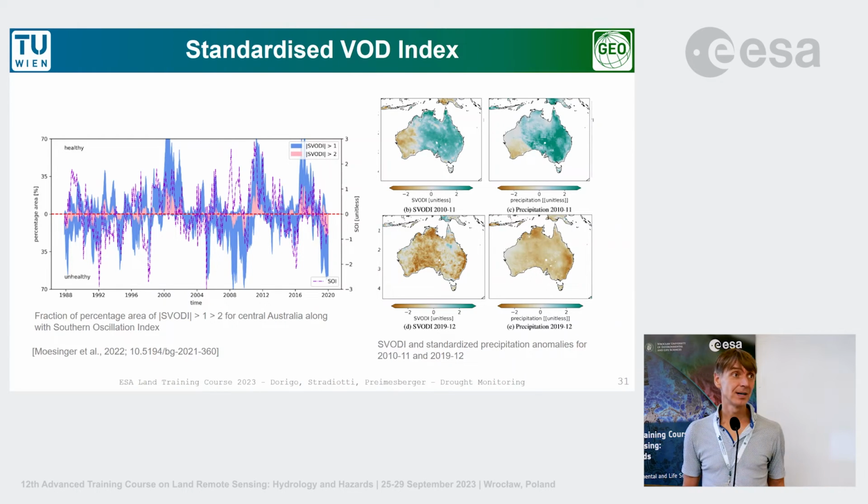This is an example for Australia, a very thankful continent. You see the standardized VOD index here, and you see standardized precipitation anomalies, and it always matches one-to-one this pattern. So there's a very strong link between precipitation and vegetation activity in Australia. Same here for a dry year, 2019. Also very close correspondence. And here again, the SPI signal in purple and the blue and pink VOD anomalies.